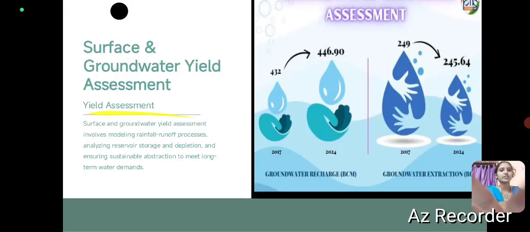Next one is resources. Surface and groundwater yield assessment. Yield assessment involves modeling rainfall runoff processes, analyzing reservoir storage and sedimentation, and ensuring sustainable abstraction to meet long-term water demands.